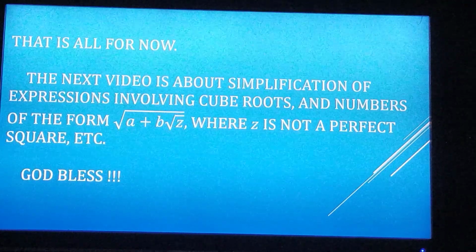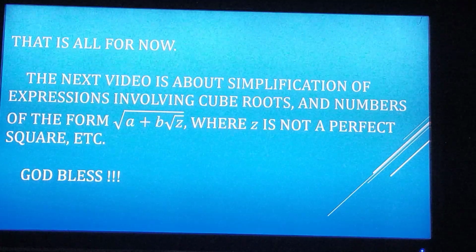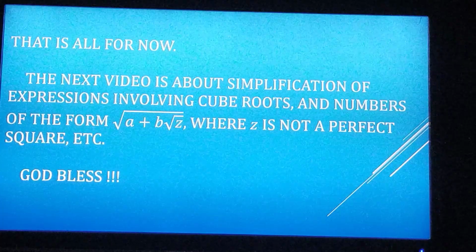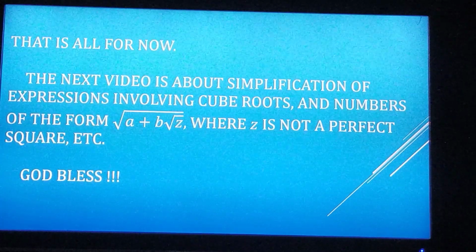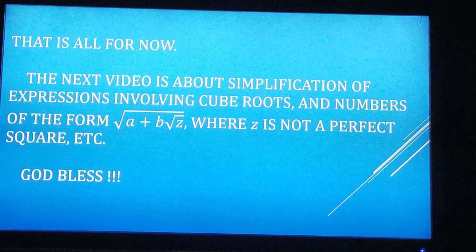That is all for now. The next video is about simplification of expressions involving cube roots and numbers of the form square root of a plus or minus b square root of z, where z is not a perfect square, etc.